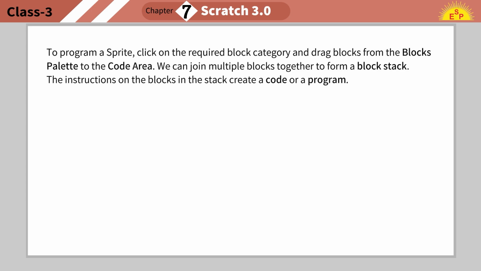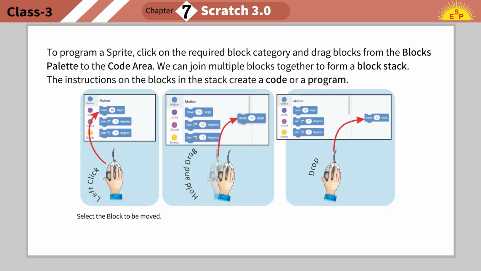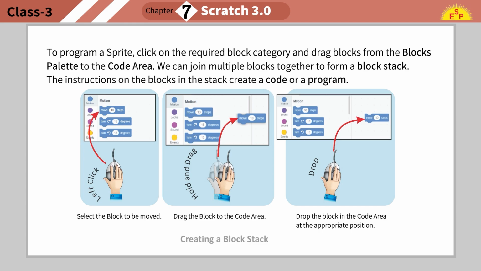To program a sprite, click on the required block category and drag blocks from the blocks palette to the code area. We can join multiple blocks together to form a block stack. The instructions on the blocks in the stack create a code or a program. Select the block to be moved. Drag the block to the code area. Drop the block in the code area at the appropriate position.